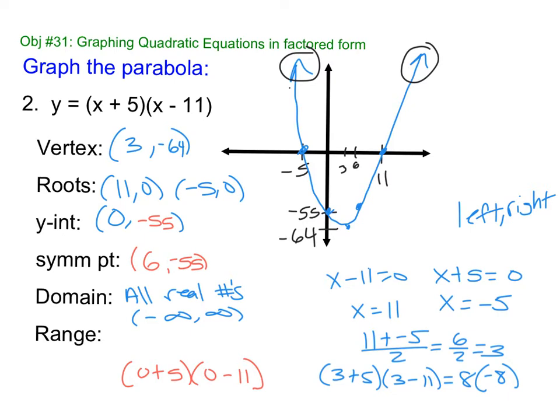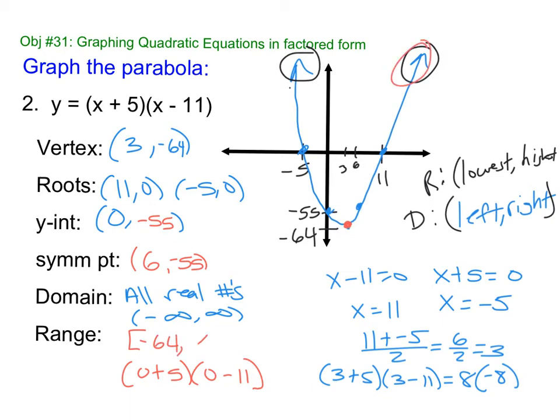And then the range is the lowest comma highest. The lowest point on this graph is right here. That's a y value of negative 64. And then the highest value is an arrow, so that's infinity. Or you could just say y has to be greater than or equal to negative 64.